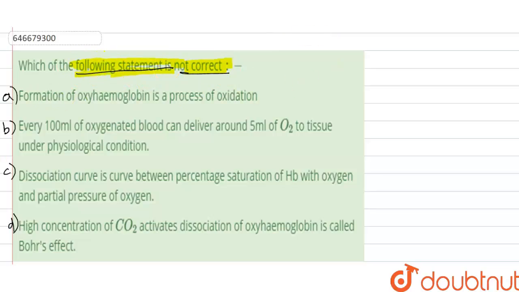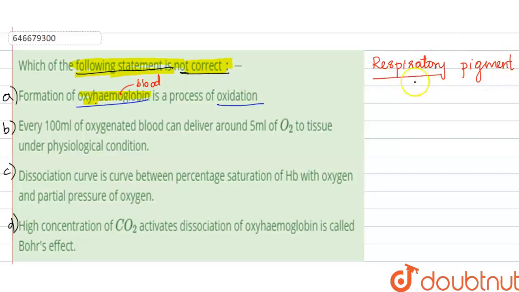The first statement is: formation of oxyhemoglobin is a process of oxidation. To answer whether this is true or false, we have to know what hemoglobin is and what oxyhemoglobin is. Hemoglobin is a respiratory pigment present in the blood. How does it act as a respiratory pigment? It gives red color to our blood, and it helps in respiration.